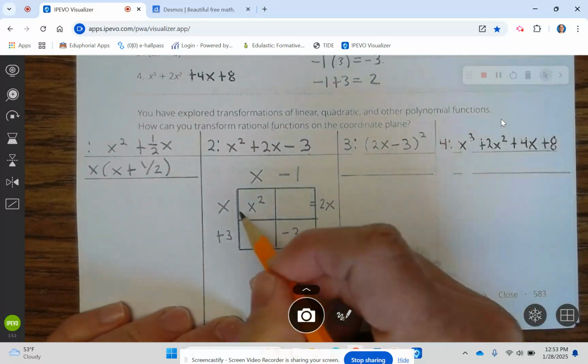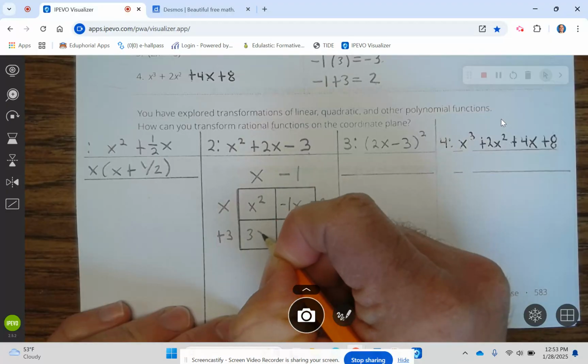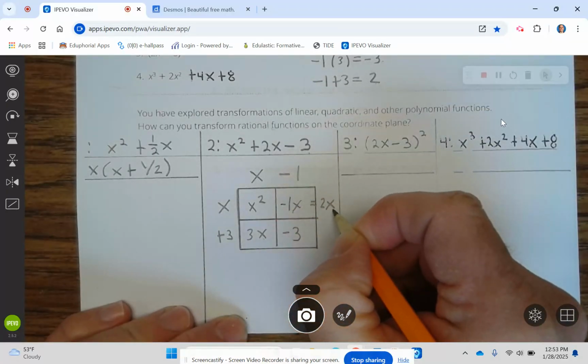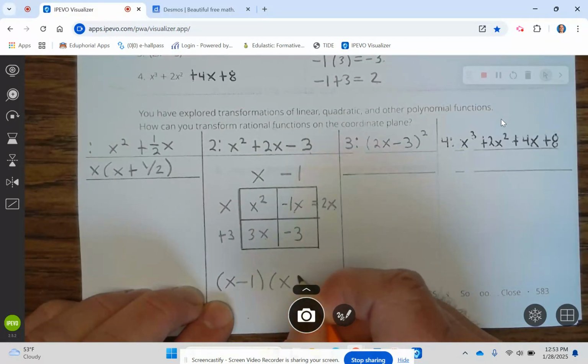Let's make sure this works. X times -1 is -1x. 3 times x is 3x. 3x minus 1x is 2x. This works. So our factors are x minus 1, x plus 3.